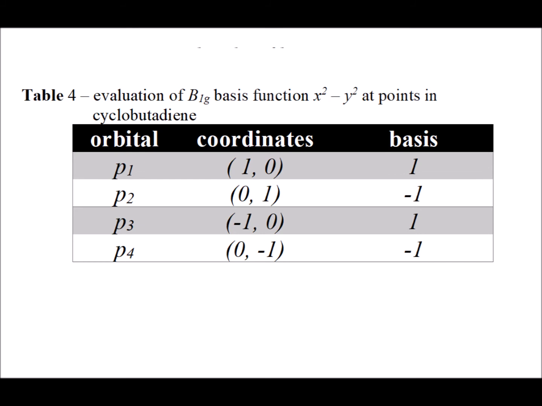In Table 4, we evaluate the B1g basis function x squared minus y squared at those 4 symmetry equivalent points. We see that none of these are 0. So we can conclude that B1g is included in the reducible representation delta 4, our permutation representation.